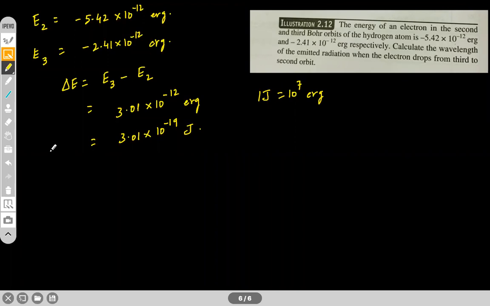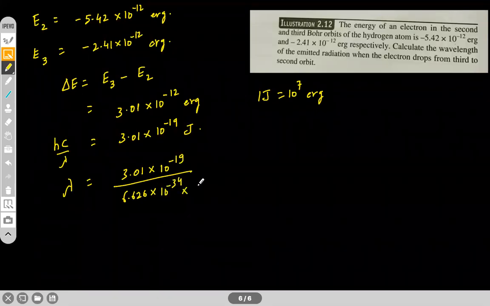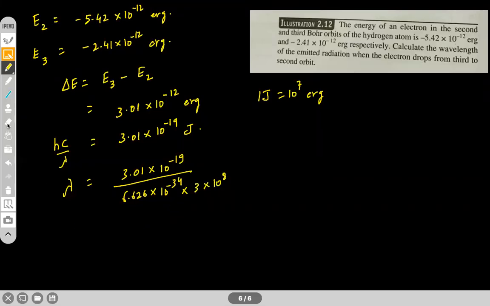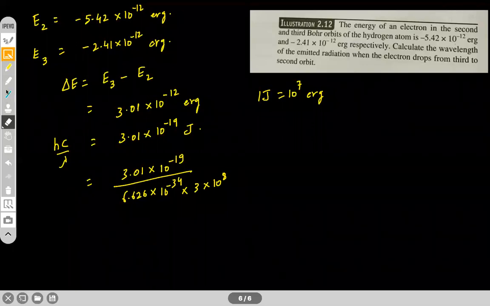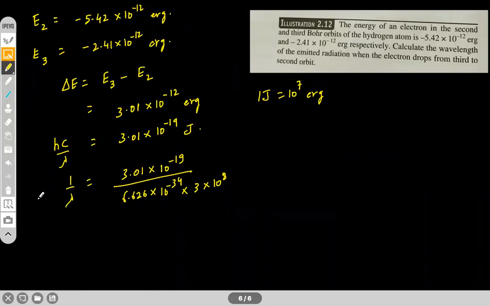So delta E is equal to hc by lambda, we can write. So lambda is equal to 3.01 into 10 to the power minus 19 divided by the h value, 6.626 into 10 to the power minus 34, into c, which is 3 into 10 to the power 8. Sorry, this is 1 by lambda, no? On the left hand side we have 1 by lambda. Now you can solve this, you'll get the value of lambda.